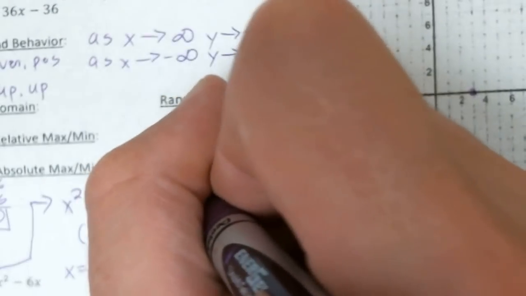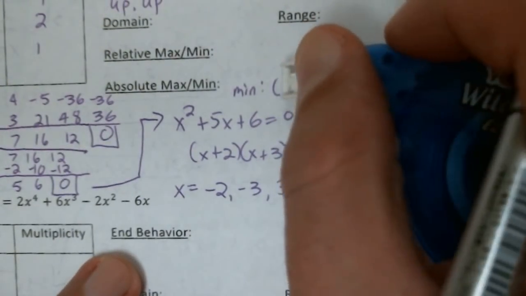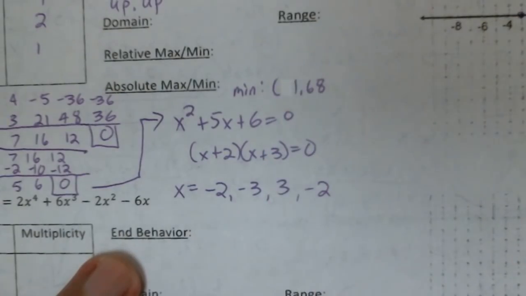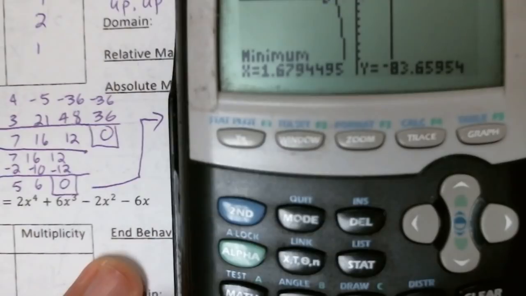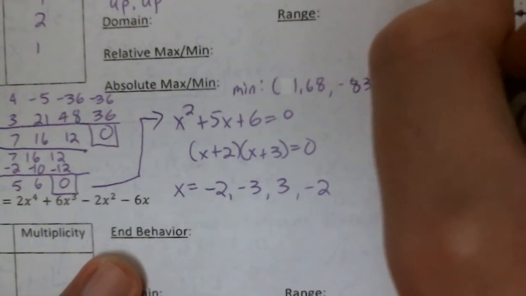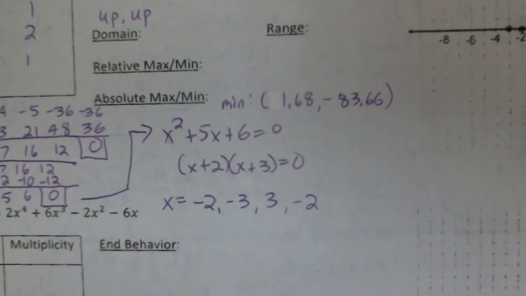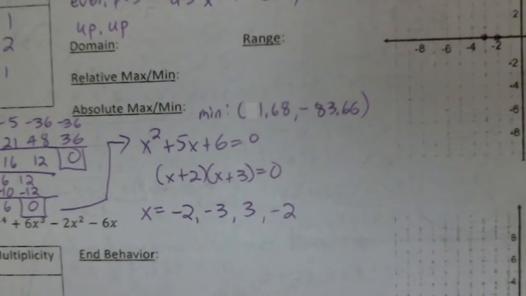So we have an absolute minimum at 1.68. That's not a negative. 1.68 and negative 83.66. Okay. All right. That's our absolute minimum.